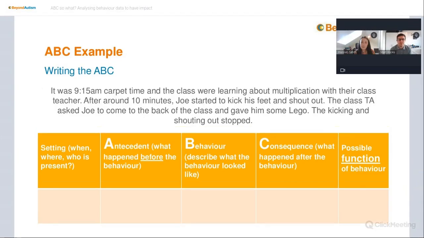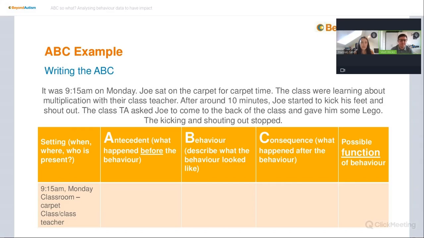So, sorry, Matt, I'm giving you the answer. What would we have in the setting? What part of that information that we've got would we add to the setting box? So you could put the time, 9:15, it was carpet time, and who was there, like the teacher and the rest of the class? Yeah, absolutely. Yeah, so we just want to know the time, where the child was, and who was around.